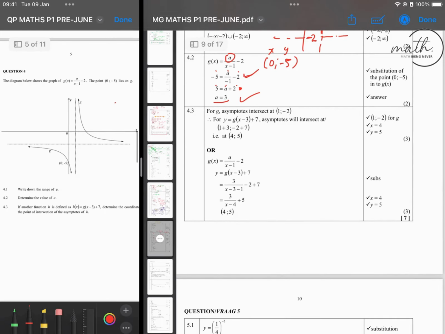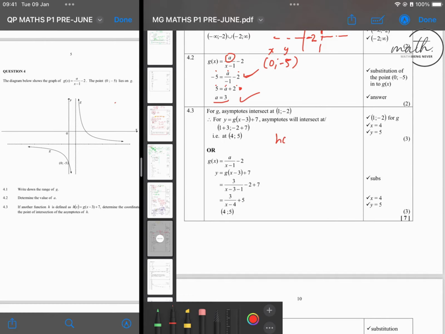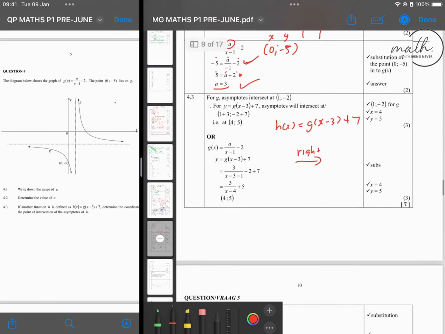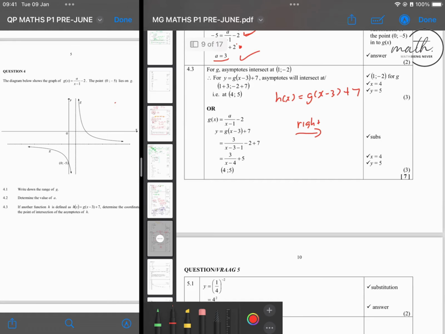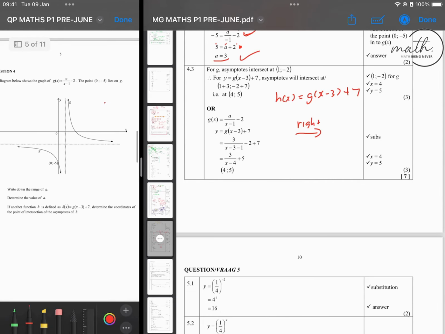4.3, if another function h of x is g of x minus 3, x minus 3 just means you move g to the right. So you take every point, you move it to the right. Then after moving to the right, move it up by 7. Then what will be the point of intersection of the asymptotes, the dotted lines?